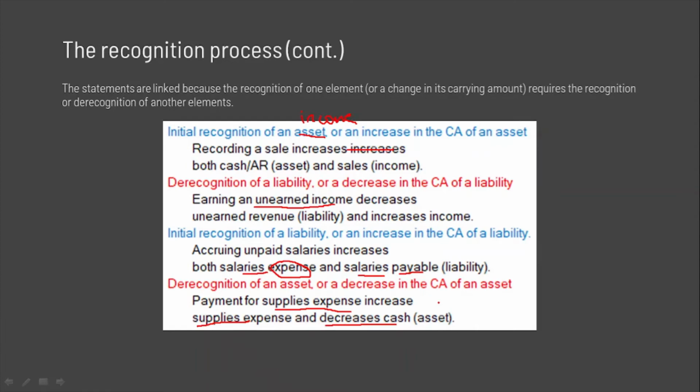Sometimes, the recognition of income results in the simultaneous recognition of a related expense. This simultaneous recognition of income and expense is also called matching of cost and income, or the matching concept. For example, the sale of goods results in the simultaneous recognition of sales, which is an income account, and cost of sales, which is an expense account. Again, take note of this concept, which is the matching concept.